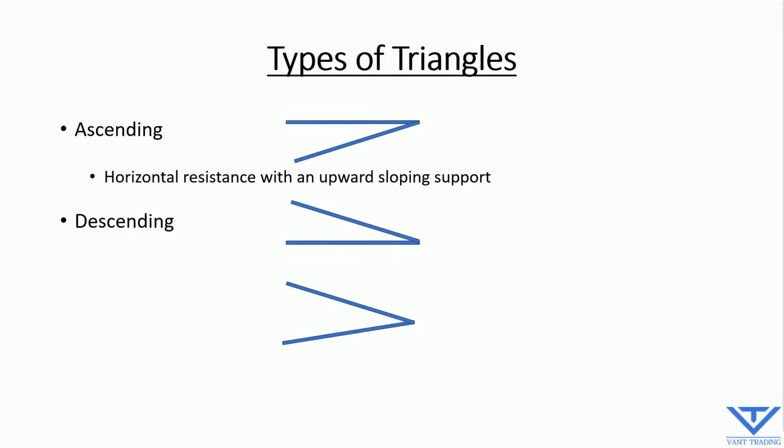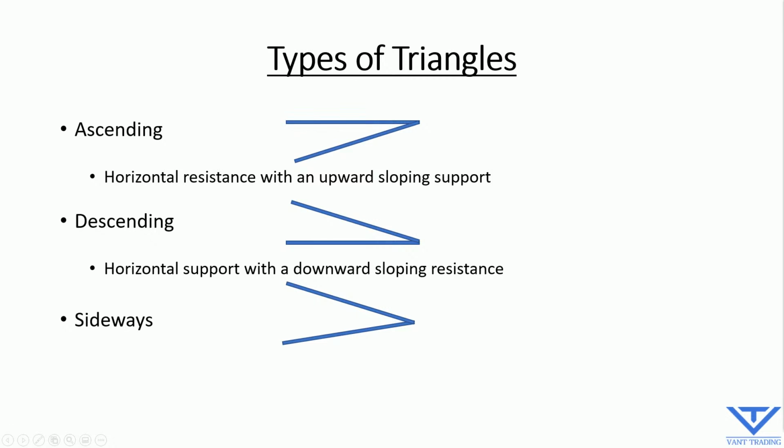The other one is a descending. And imagine the horizontal support with downward sloping resistance. It drops. It bounces off this level. Maybe this is like $50 a share. It bounces up a point, drops down again, bounces up maybe 50 cents, drops down again, bounces up 25 cents, 10 cents, 5, and suddenly it's got nowhere else to go. It's got to pick a direction, and who wins here could be significant. And then you've got your sideways one, where both the resistance and support are moving towards each other.